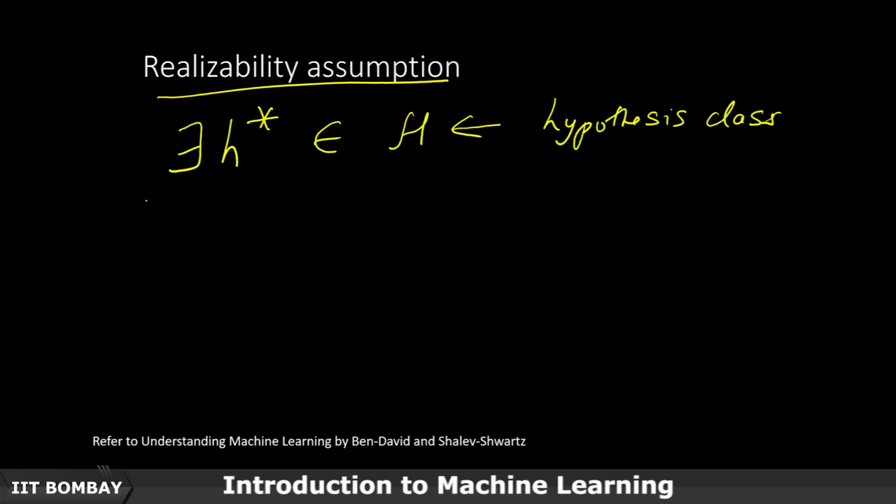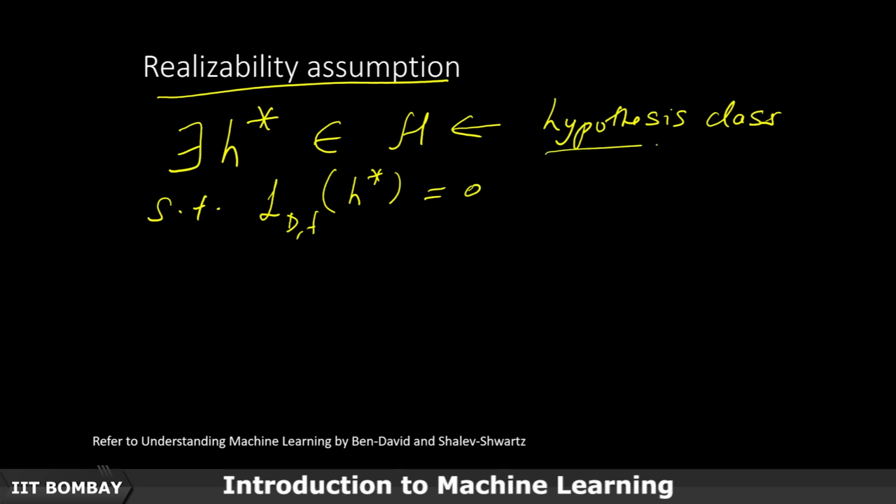Such that this L_{D,f} over h-star is going to be 0, that there exists an ideal classifier within the hypothesis class such that we will have a perfect classification over the unknown distribution D and the unknown function f. Okay, it's a very strong assumption.